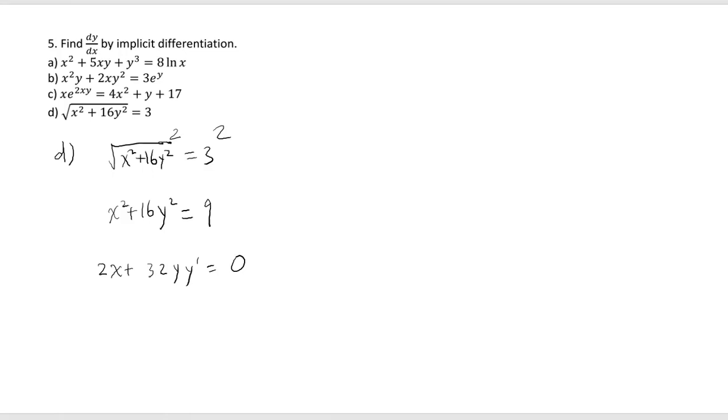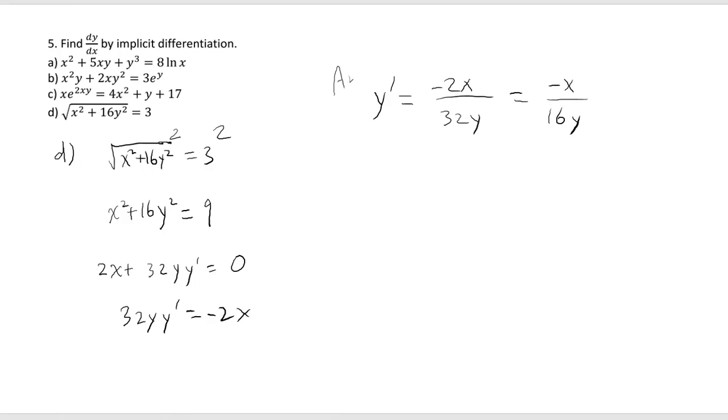We solve for y prime by moving the 2x to the other side and dividing by 32y. And you don't have to, but it's nice to reduce. And that's it. That's the answer.